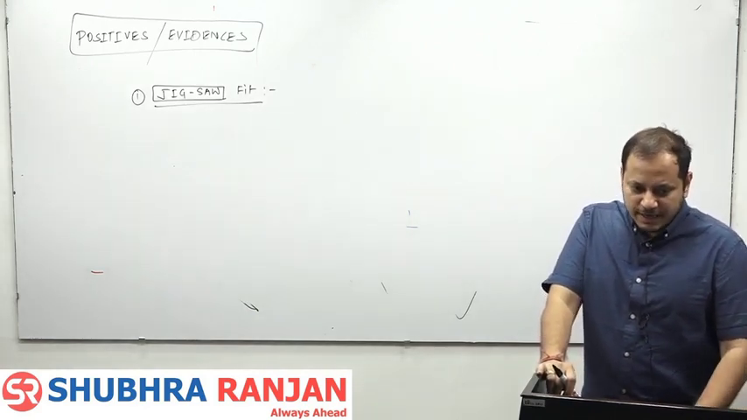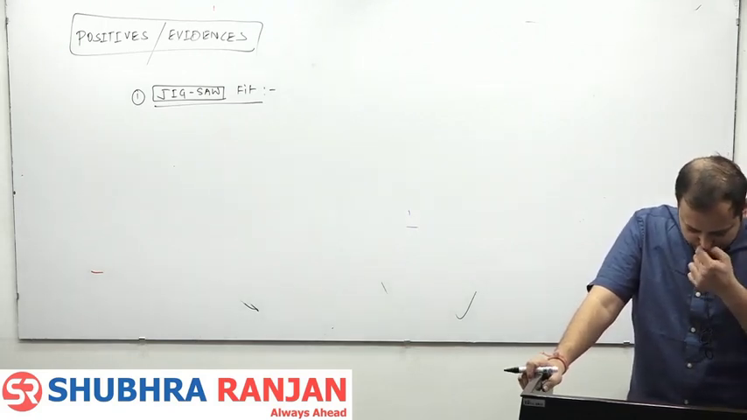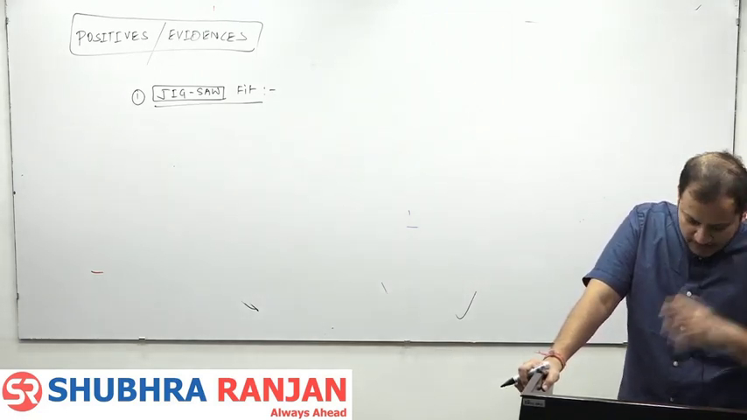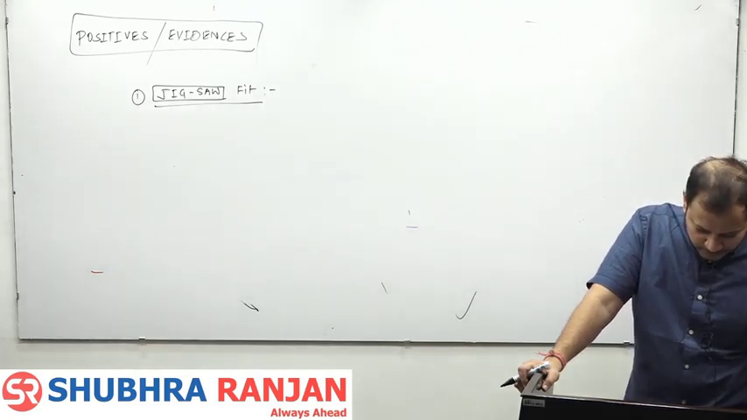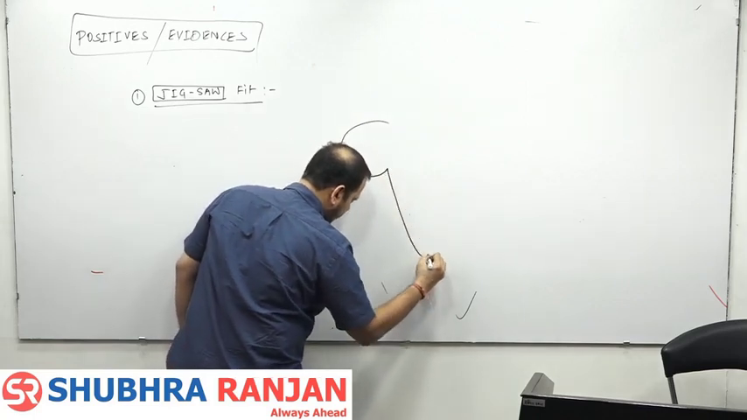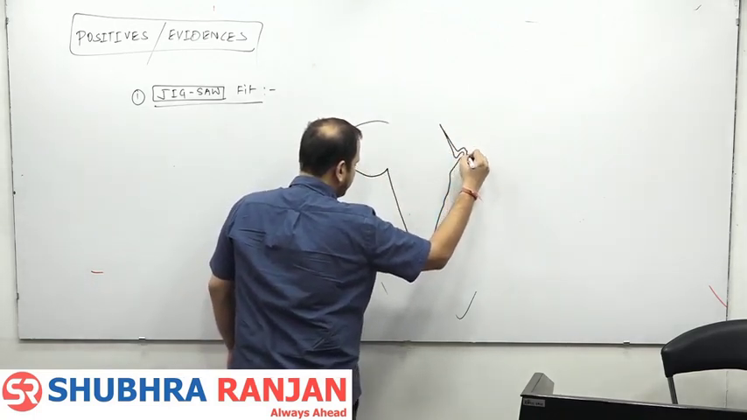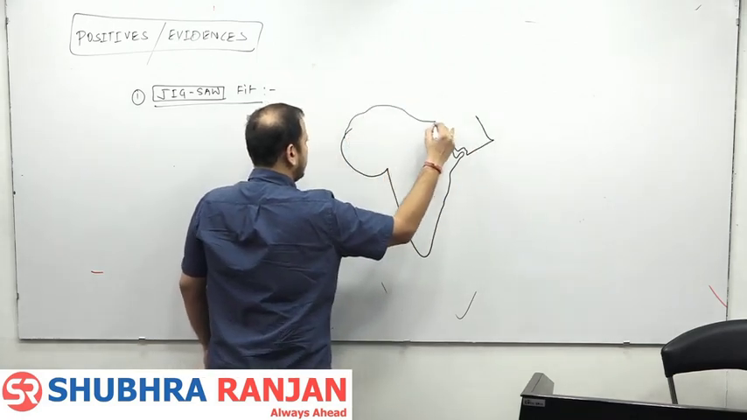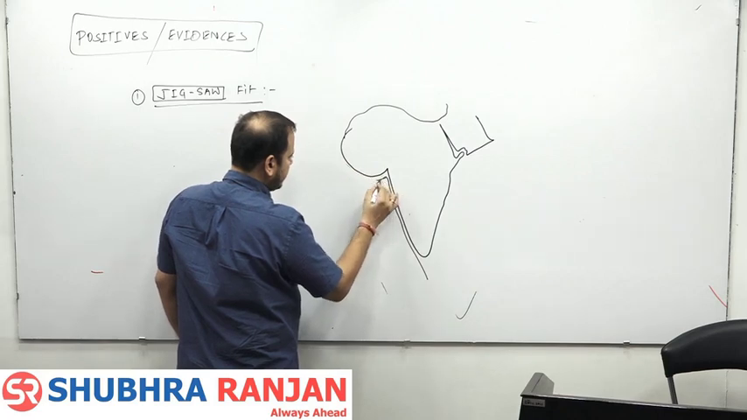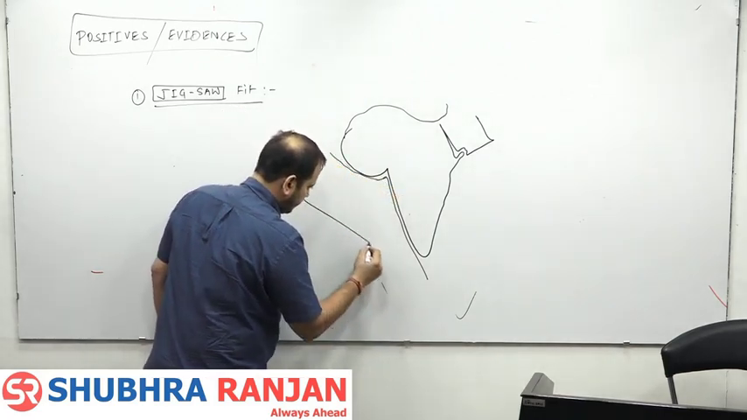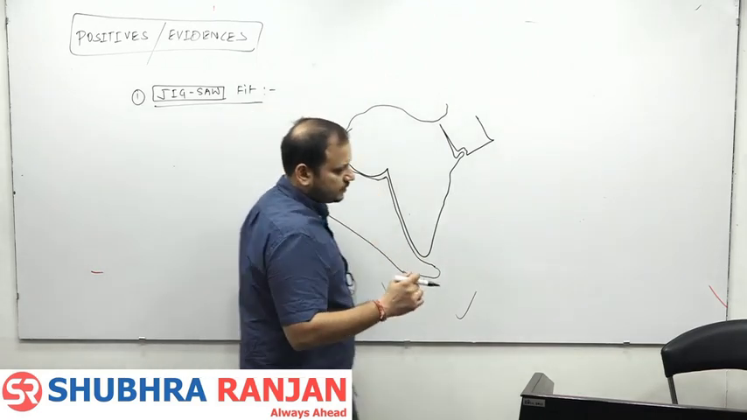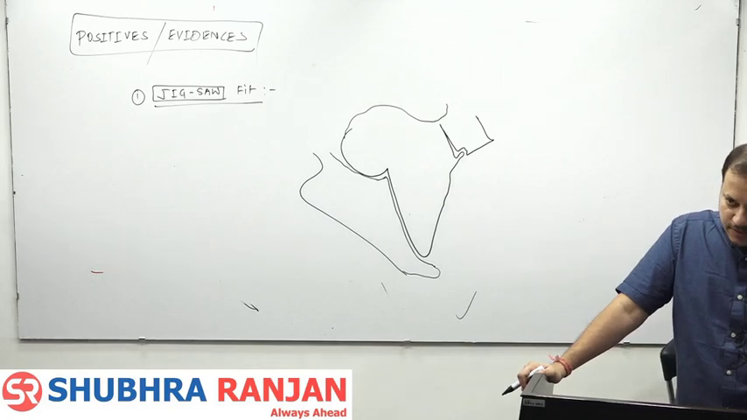So, the evidences have proved that the continents on either side of the Atlantic Ocean exactly fit into each other, which means that these continents were once together. You can draw this diagram.